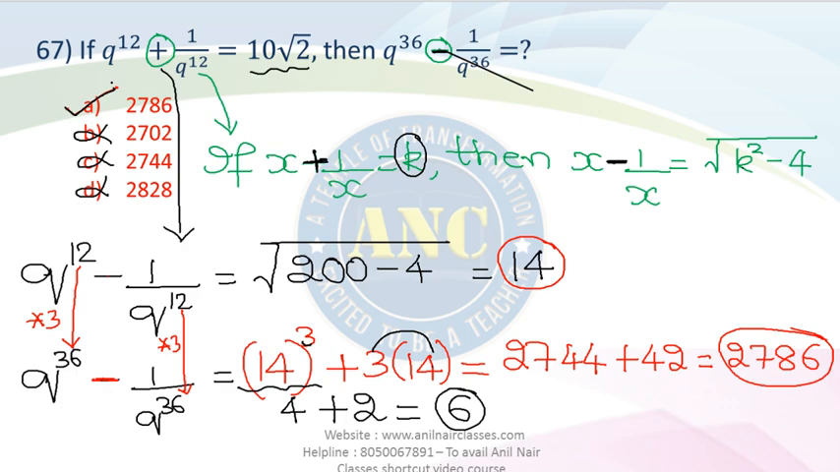So there are two properties which we have used here. One is, if x plus 1 by x is equal to k, then x minus 1 by x is how much? The other one is, if x minus 1 by x is equal to k, then x cube minus 1 by x cube is equal to how much? I think you are very clear with this kind of questions, and these are the kind of questions which are expected in your examination. I hope the idea is clear for you, sir.